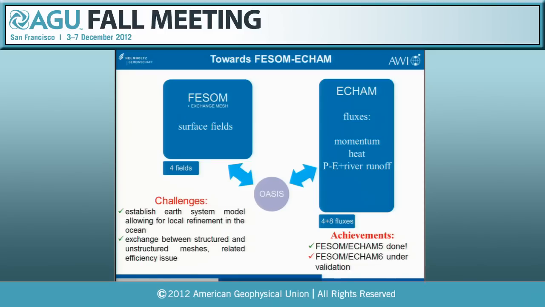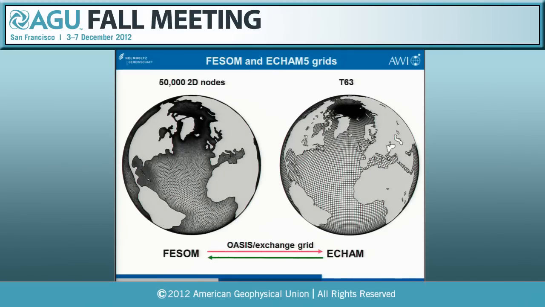And also currently we use meshes, resolutions which are comparable with other climate models, because we are still anyway in a validation phase. And here is an example of our current configuration. So you see the surface meshes. Left is a FESOM mesh. And on the right, you see the T63 ECHAM atmosphere, only ocean-covered area is shown.